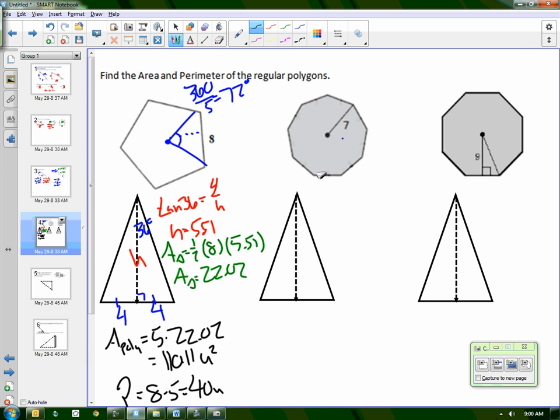Second one is pretty much the same deal. They just give you different information. They're going to say the radius, that's called the radius because it goes from the center to a vertex. The radius is 7. Now I need to do 360 divided by 1, 2, 3, 4, 5, 6, 7, 8, 9. 360 divided by 9 is 40 degrees. If that's 40, this is 20 degrees.